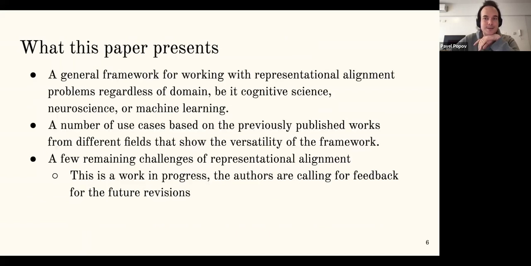All right, so finally that is over. What is this paper about? So in this paper, they propose a kind of unified universal framework to describe representational alignment problems. It is quite versatile, can be applied to problems from different domains, from cognitive science to neuroscience, machine learning. They also review a few recent papers that were working on representational alignment problems and put them inside this framework and show how it can work. And finally, they in general provide quite a good background on this problem and highlight the existing problems.